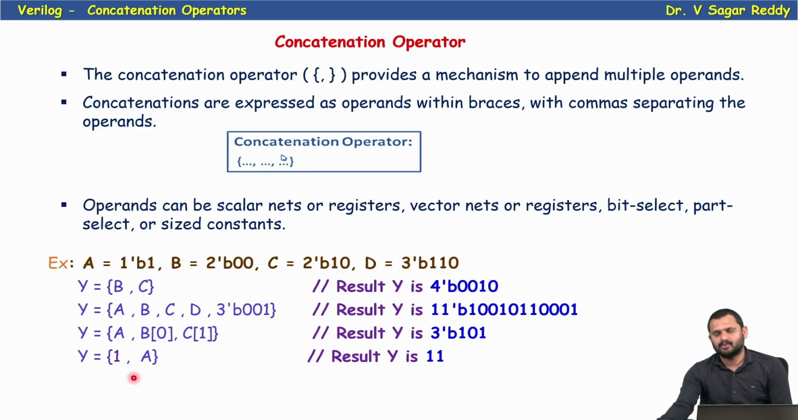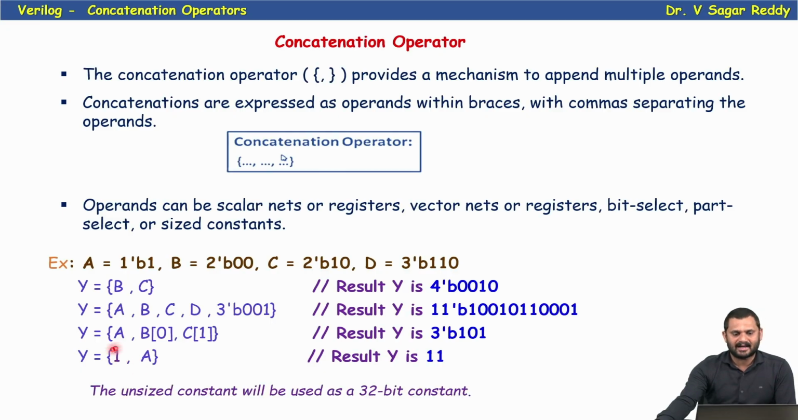You may get a doubt. Always we use a sized constant, but in this expression, what is the 1? We didn't specify any size. In that case, all unsized constants will be used as a 32-bit constant. Now if you want to represent y equal to {1, a}, you may think it is, for example, 2 bits here: a is 1 bit, and another one we are appending 1.